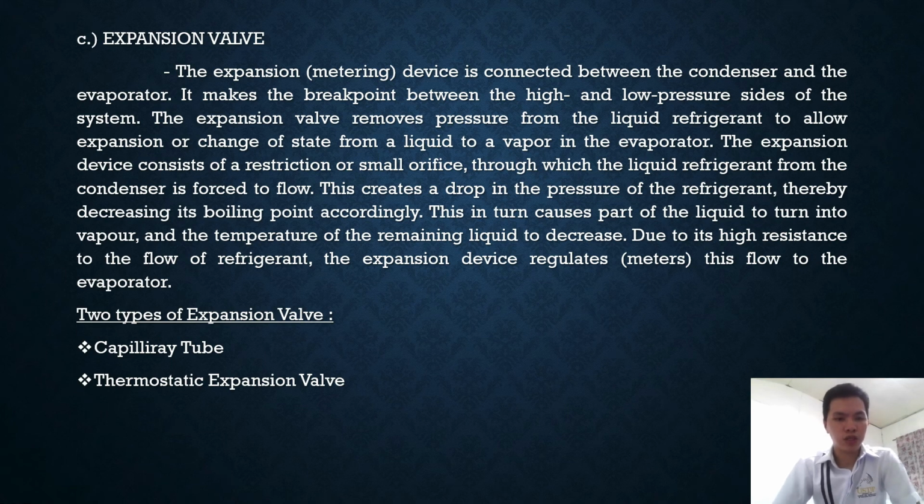The expansion device consists of a restriction or small orifice through which the liquid refrigerant from the condenser is forced to flow. This creates a drop in the pressure of the refrigerant, thereby decreasing its boiling point accordingly. This in turn causes part of the liquid to turn into vapor, and the temperature of the remaining liquid decreases due to its high resistance to the flow of refrigerant. The expansion device regulates this flow to the evaporator. There are two types of expansion valve, which are the capillary tube and the thermostatic expansion valve.